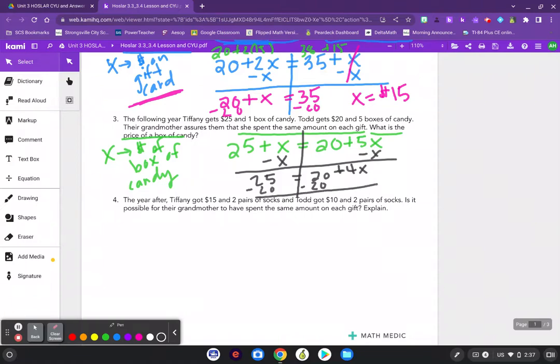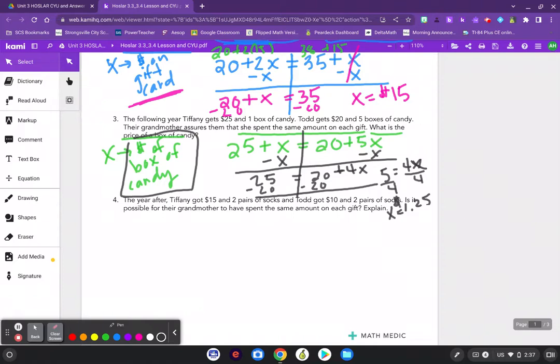I'm kind of out of space here, I apologize. I get 5 equals 4X. If I divide by 4, I get that X is 1.25. Now, again, let's think about what that X represents. It represents the cost of a box of candy, so this should have a label of $1.25. Each box costs $1.25.